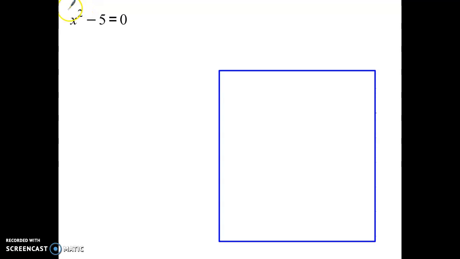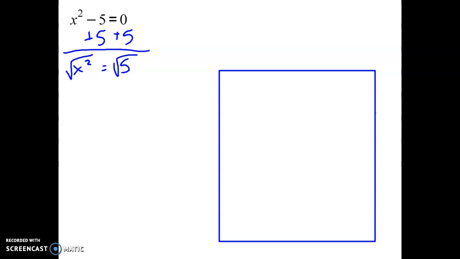So when we do the square root idea, the goal is to isolate the squared thing and then take the square root of both sides, because squared and square root are opposite. So let's add 5 to both sides, working to get that x squared by itself. And now I'm going to take the square root of both sides. Okay, now think for a second.